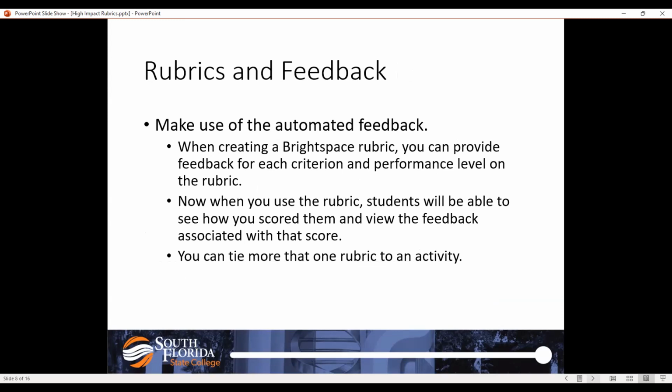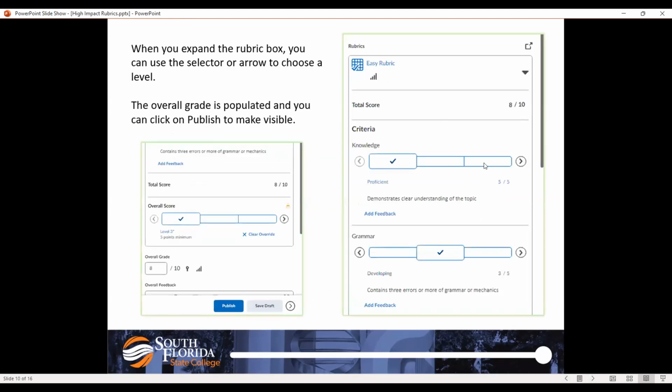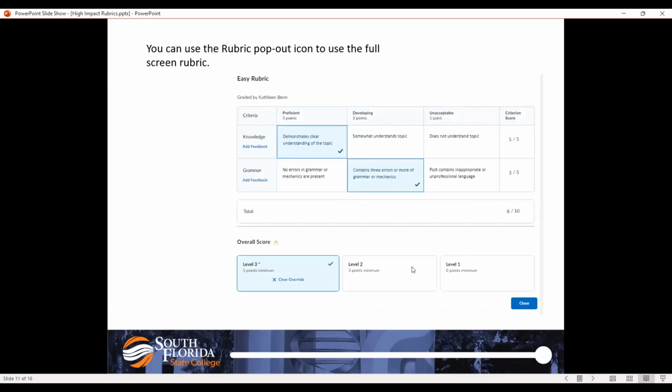And let's go further. When you're evaluating a Dropbox submission, this is when you're grading a Dropbox and it has a rubric, you'll see it listed there. And you have this little pop-out, and this arrow expands it. So if you click on the expand, this is where you can simply grade your rubric right here inside the evaluation. And at the end, it totals it and puts the overall grade over here. And that's where you would click publish. If you use the little pop-out window, this is the view you get. And you can also go ahead and assess from there.